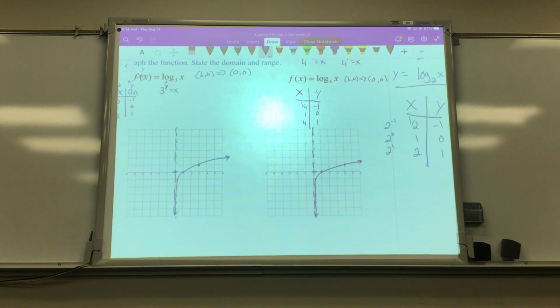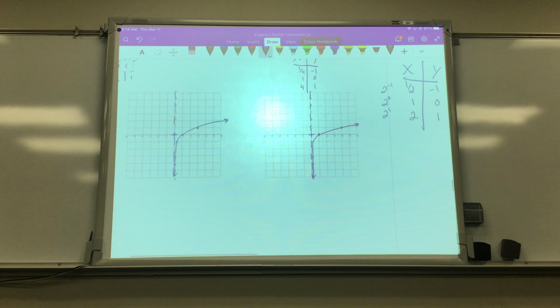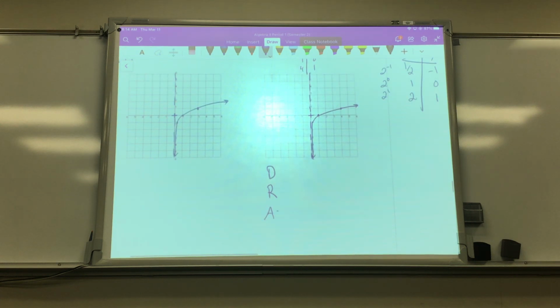Difference between log base 3 and log base 4. That log base 4 is starting to go right faster, right? Alright, now let's talk about domain and range quick. And then we'll do our asymptotes as well.